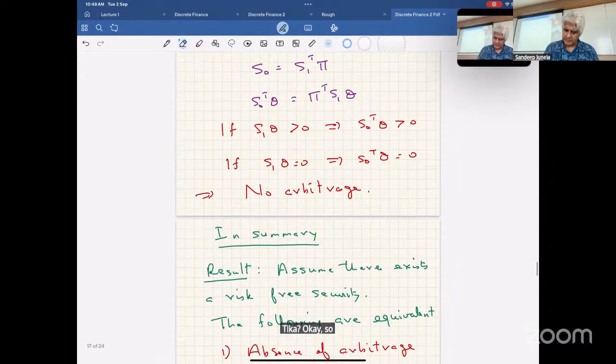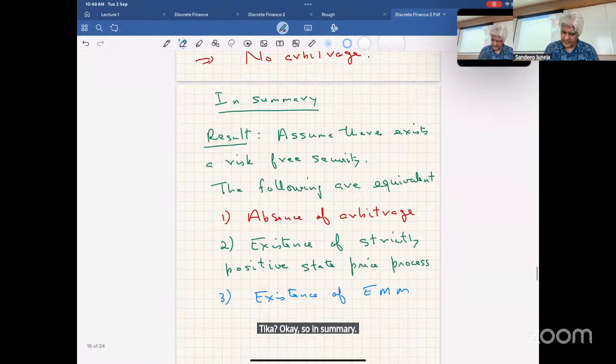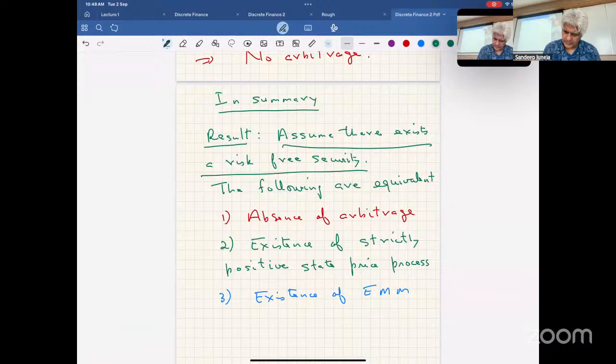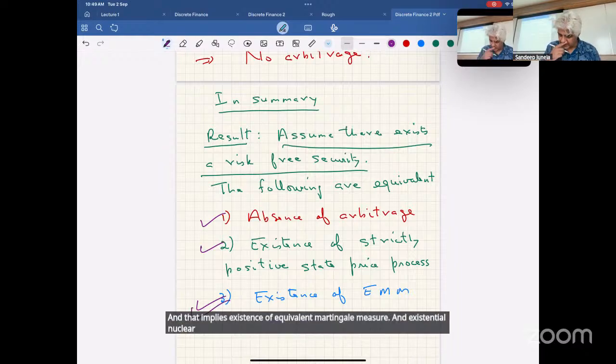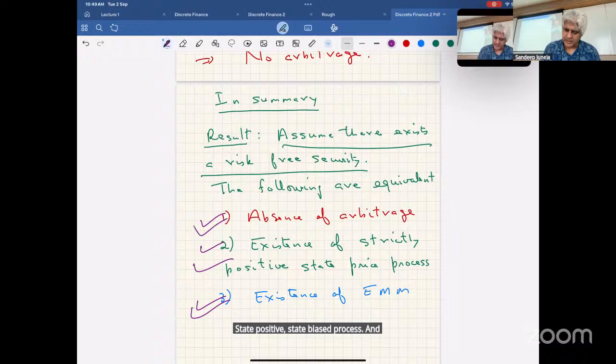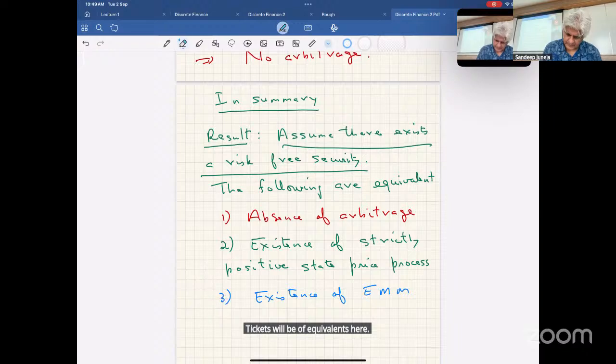Okay, so in summary, assume there exists a risk-free security. The following are equivalent. One is absence of arbitrage. This implies existence of strictly positive state price process. We saw that. And that implies existence of equivalent martingale measure. And existence of equivalent martingale measure implies existence of positive state price process. And that implies absence of arbitrage. Okay, so we have equivalence here of these three things.